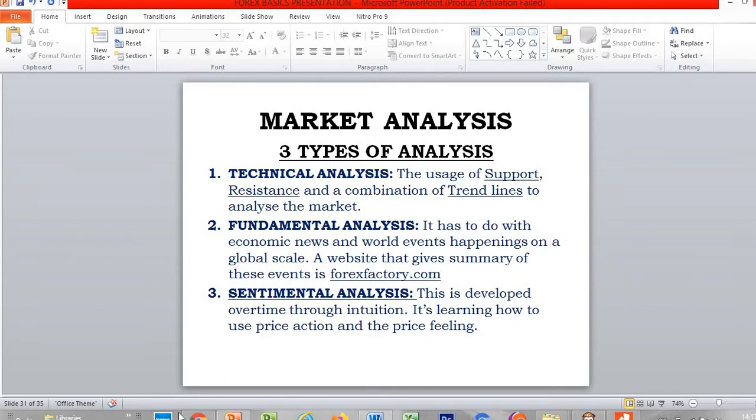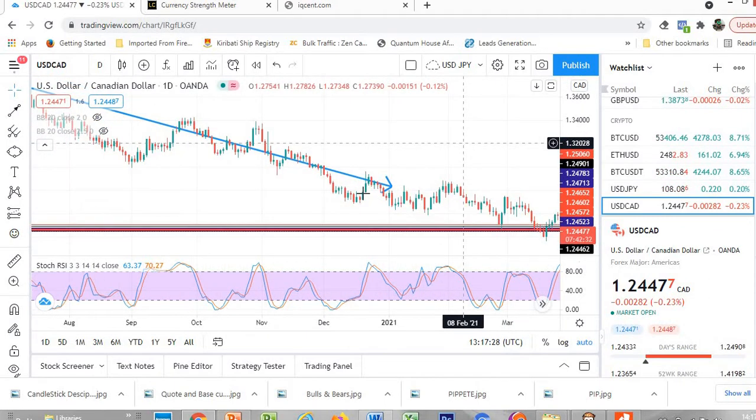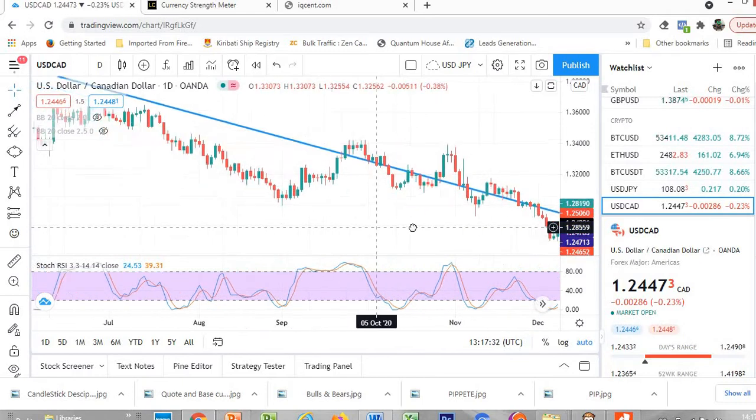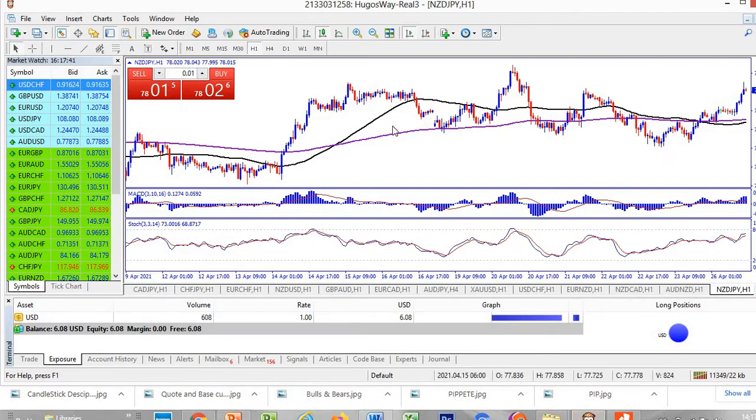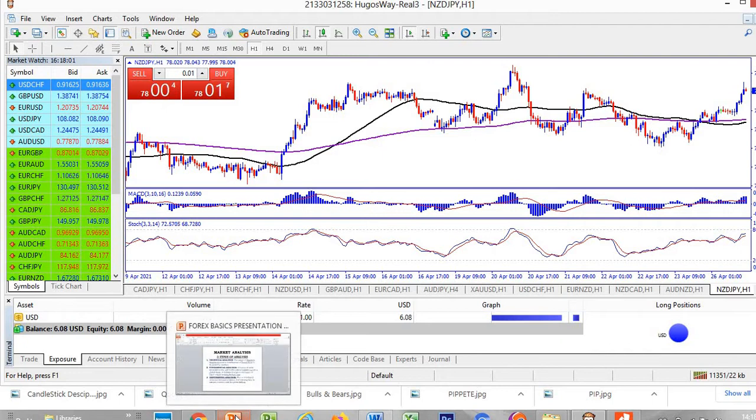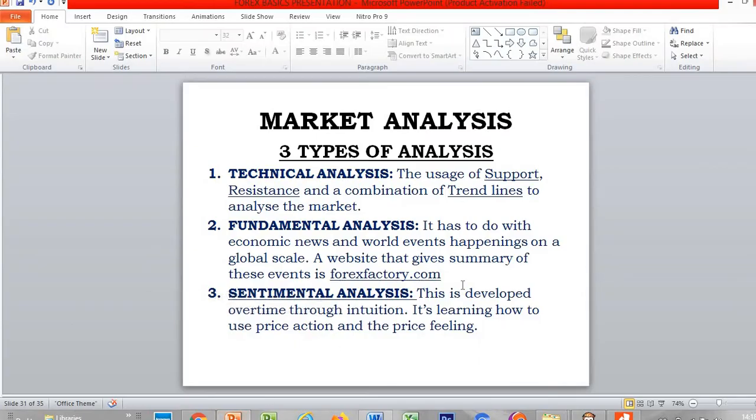Market analysis. When you come to your trading graph like this, this is TradingView. Let me show you this MT4. Before you take trades, you need to analyze the market. You don't just jump on the trade when you come into the market on your graph and take a trade. You need to analyze what the market is saying. The market is always speaking by its movement. So you need to know what the market is saying. That's what we call analysis.